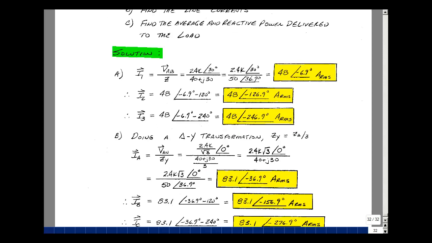To get the line currents, we'll need to do a transformation from a delta to a Y, and we can use our formulas from page 30. That's just simply taking our impedance and dividing it by 3.